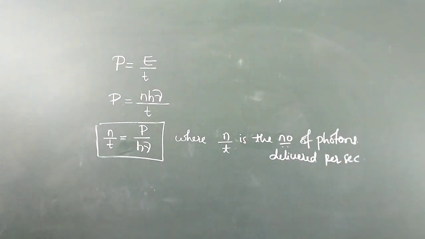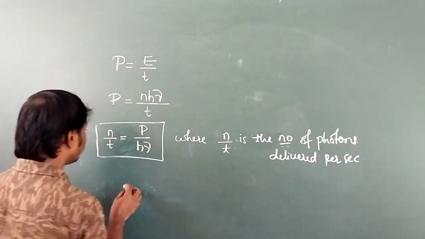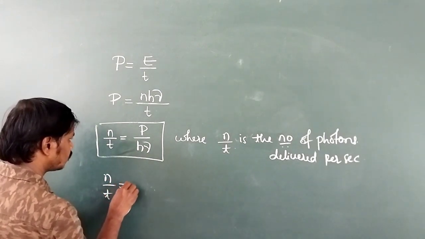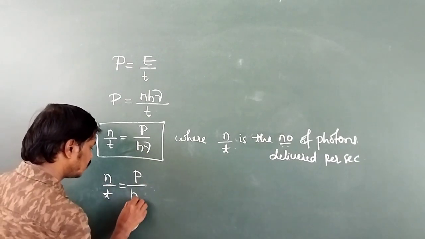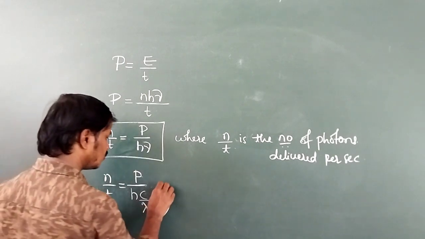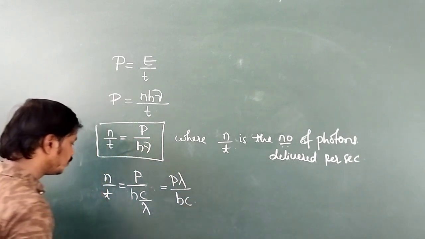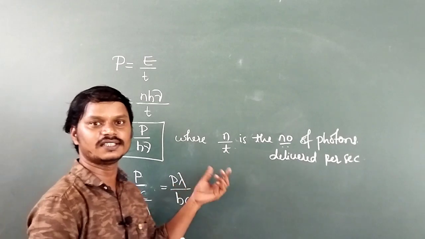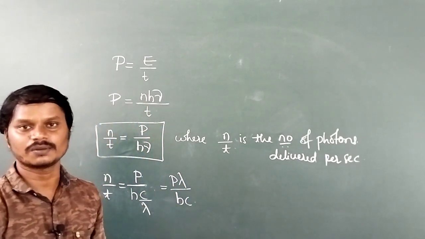Now, next one, if the wavelength of the radiation is given, then how to write this formula? n by t is equal to P by nu, which is P by h into c by lambda. Then let us take this lambda to the numerator, so it is P lambda divided by h into c. So we have to use this formula only when the power and wavelength of the incident radiation are given. Now let us solve the question related to this formula.